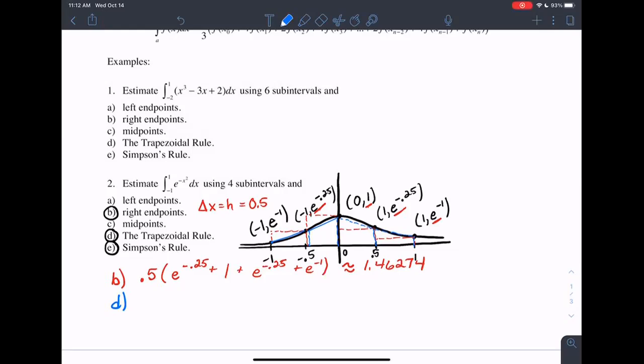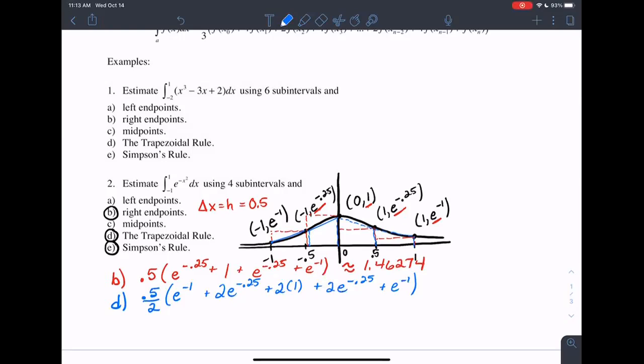Let's go ahead and see if the formula can work for us. H over 2, so 0.5 over 2 this time. Now, left endpoint plus 2 times the next endpoint, e to the minus 0.25, plus 2 times the next one, 2 times 1, plus 2 times e to the minus 0.25 again, and then e to the minus 1. I could type all those in, or I could use the symmetry to decrease a little bit on what I have to type. But let's see what I get.